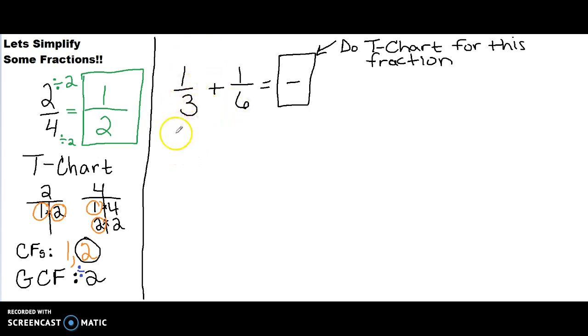I'm going to do the lazy T, and I'm going to put my denominators, only my denominators. When I'm doing simplification, I'm putting my numerator in one of the T-charts and my denominator in the other, so one is for the numerator and one is for the denominator. When I do my lazy T over here, I'm actually putting both denominators of two different fractions because I need to get them to be the same.